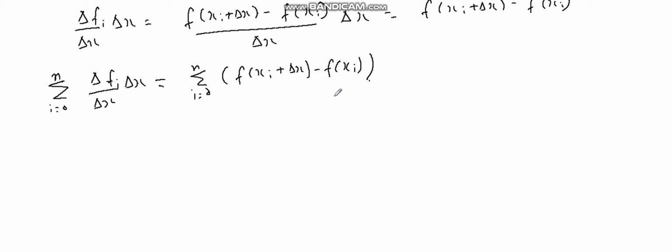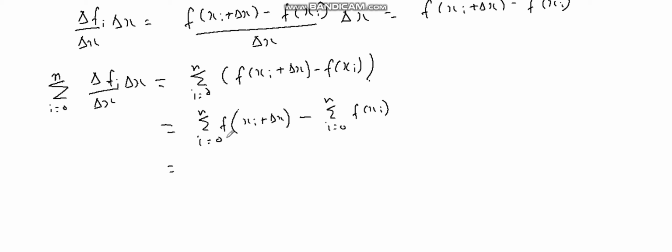Okay, so we can write the sum from i equal to 0 to n of f of x_i plus delta x, minus the sum from i equal to 0 to n of f of x_i. And f of x_i plus delta x can be written as f of x_{i+1}, okay, minus the sum from i equal to 0 to n of f of x_i.